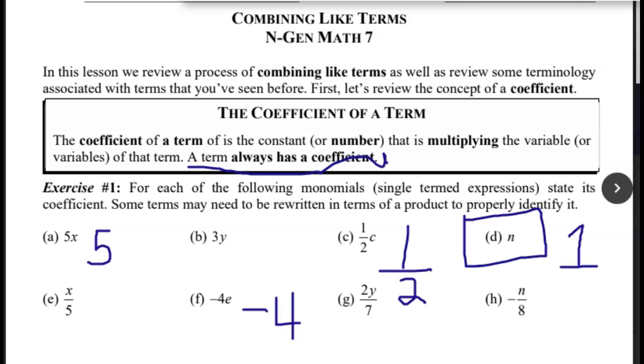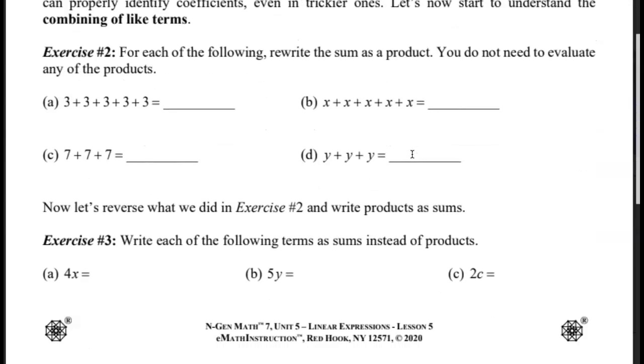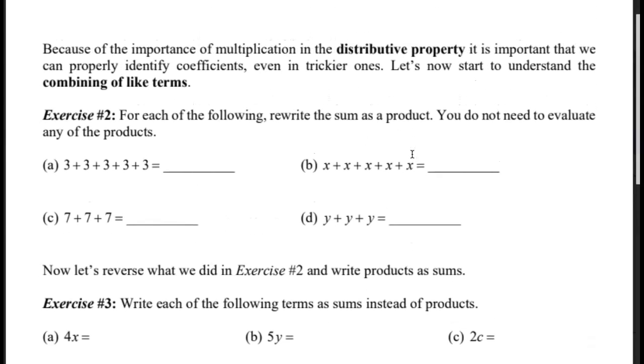Alright, so time's up. So I'm gonna clear this one and we go to the next. So exercise number 2. This is easy, right? Because of the importance of multiplication in the distributive property, it is important that we can properly identify coefficients even in trickier ones. So let us now start to understand combining like terms. So for each of the following, rewrite the sum as a product. You do not need to evaluate any of the products.